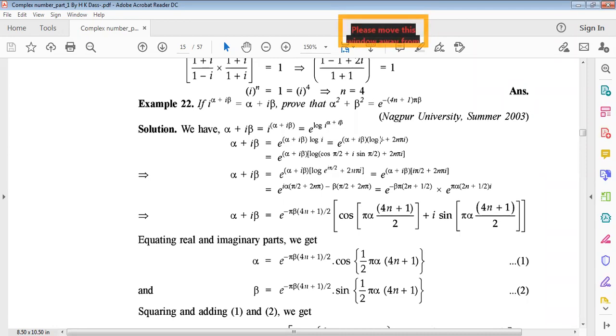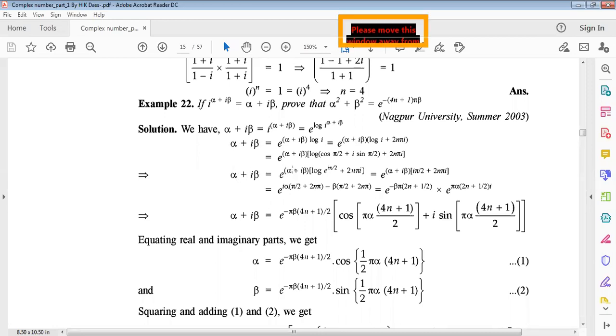Log i can be written as log i plus 2n pi i. So this is the multiplication: alpha plus i beta into log i plus 2n pi i. We get this 4 alpha into this. Then i into sine pi by 2 plus 2n pi i, just log i multiplication with this. Now alpha plus i beta equals this one.